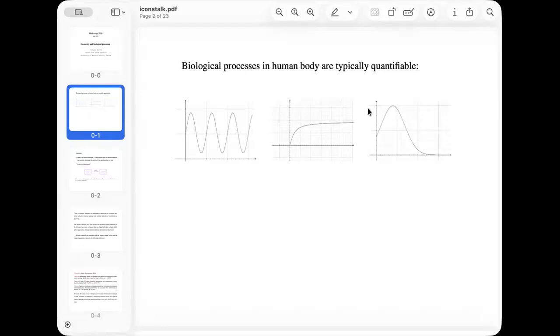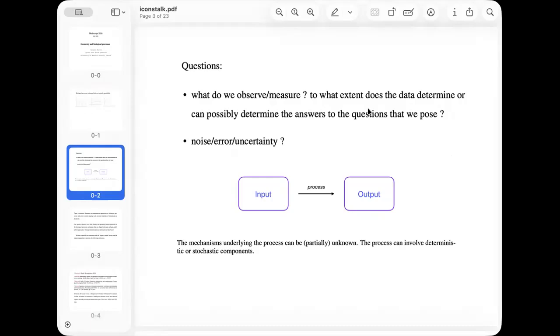Let us discuss mathematical approaches to biological processes in the human body. Many of those processes are quantifiable. Some can be described by parameters that evolve in time according to the laws from chemistry or physics.